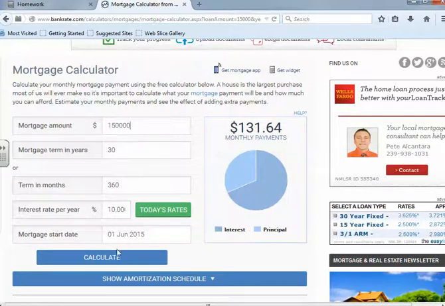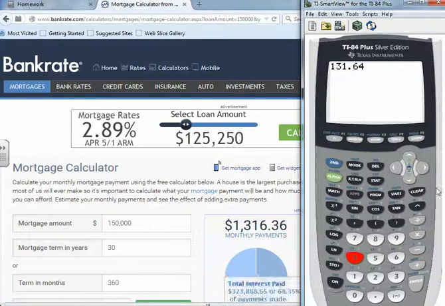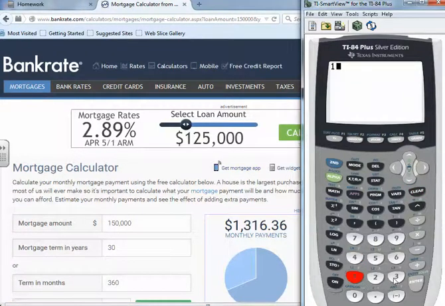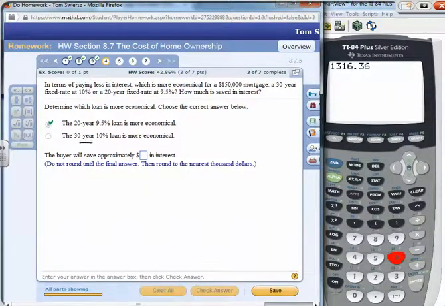I put in 15,000 instead of 150,000. Sorry. Calculate. Okay, so $1,316.36. That's better. So how much did we spend on the 30-year at 10%? $1,316.36 times 12 times a year for 30 years, and that will give us our total.